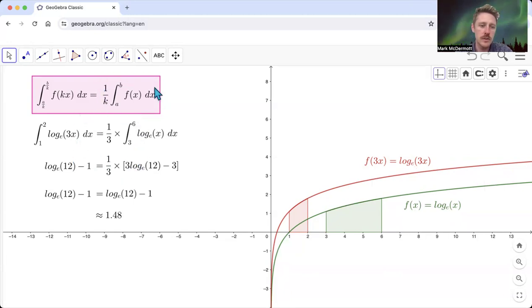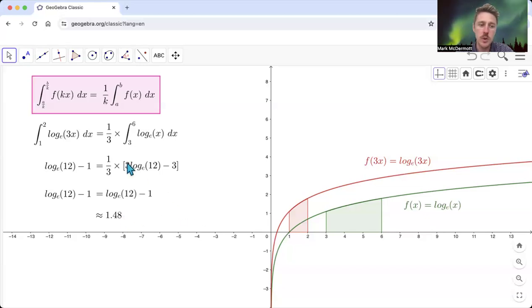Let's look at the right-hand side first. So the right-hand side says that 1 on the dilation factor is multiplied by the integral from a to b of f of x. So what we're going to say is we've got 1/3 multiplied by the integral from 3 to 6 of log e of x. Okay, and if we just consider the right-hand side for now, that is just a number. That's just a definite integral that we could evaluate. We take 1/3 multiplied by the definite integral, and then we get log e of 12 minus 1. And so what we're saying is that 1/3 of this green area is equal to approximately 1.48.